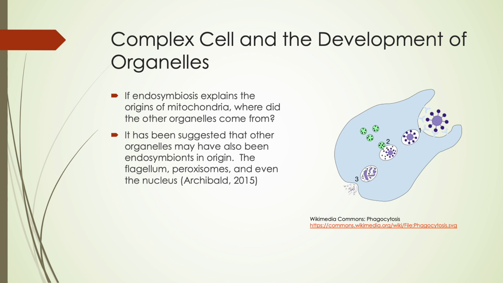So if the endosymbiosis explains the origin of the mitochondria, where did the organelles come from? It has been suggested that the organelles may have evolved from other endosymbiotic origins. Multiple engulfings of free-living organisms may have occurred. Organelles such as the flagellum, peroxisomes, and even the nucleus were once endosymbionts. There is still research on this concept, however.